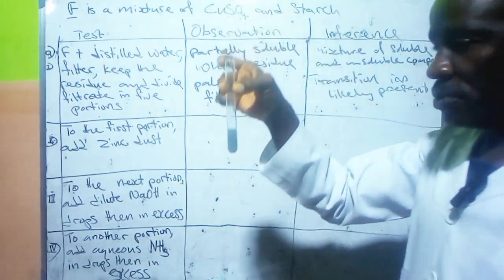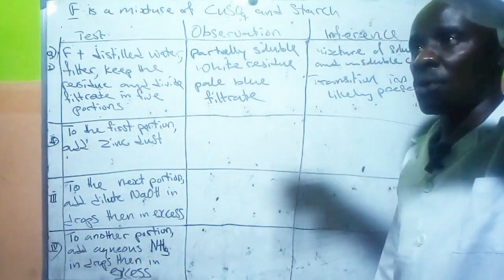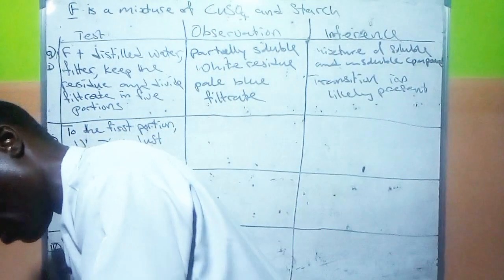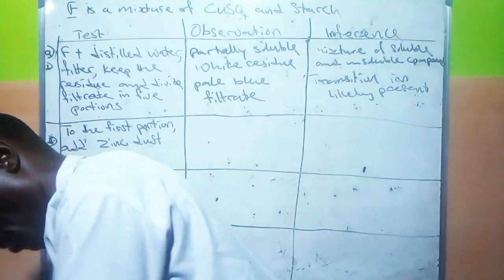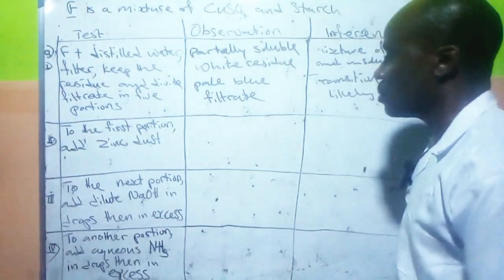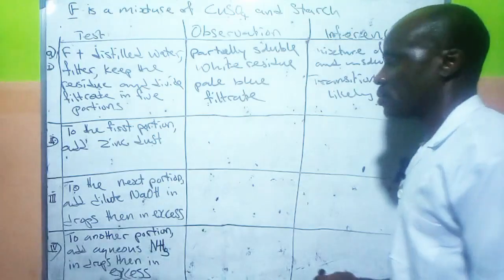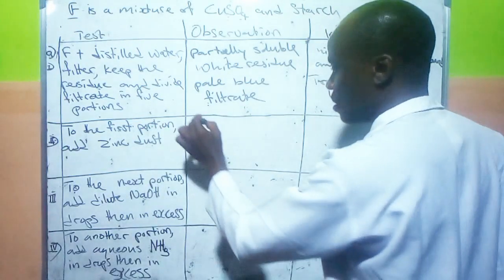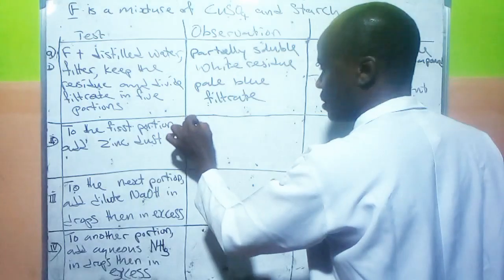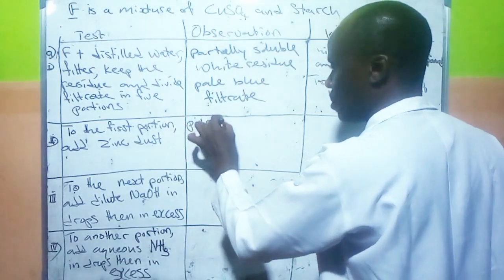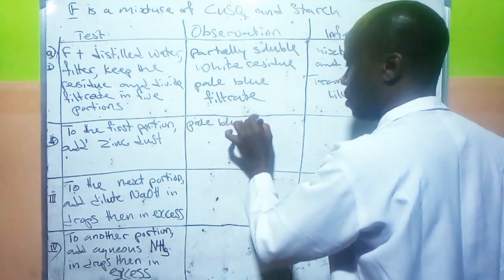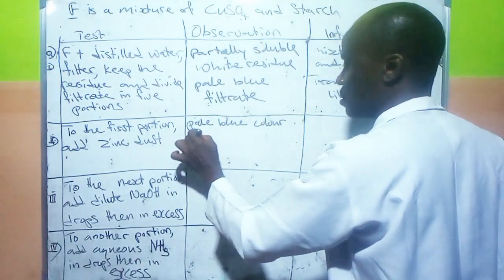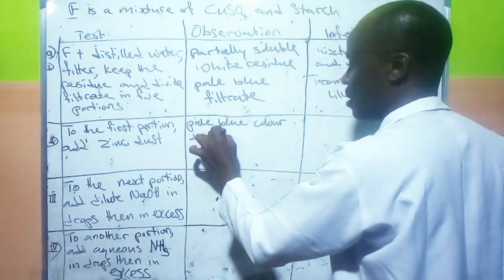I will still come back to it. So you see that the blue color has gone out. So what does it entail? From our observation, we say that the light pale blue color disappeared.